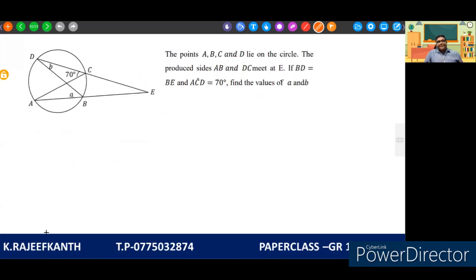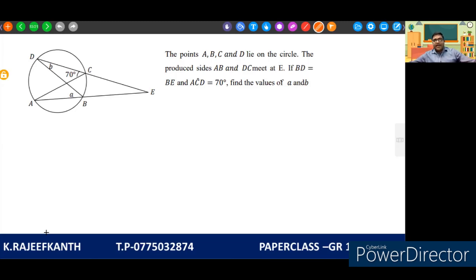Then next one. The points A, B, C, and D lie on the circle. The produced sides AB and DC meet at E. If BD equals BE, and angle ACD equals 70 degrees, find the value of a and b. Yeah, already I have explained all theorems about the circle.